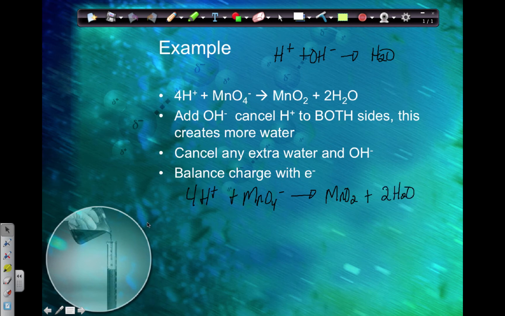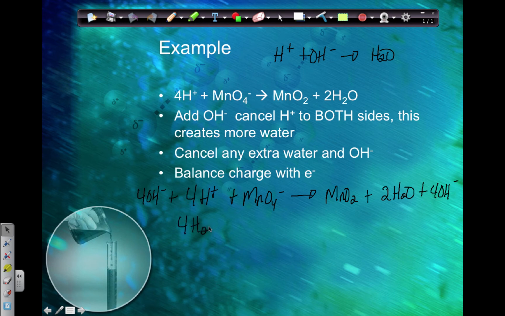All right, so now I'm going to add 4 hydroxides to this side to cancel out these 4 H pluses. So for every 1 H plus that you add, you have to add another hydroxide. But I'm going to do that to both sides. This is the part where people will mess up because they will forget to go back to the other side and add the hydroxides. All right, so now it creates water.